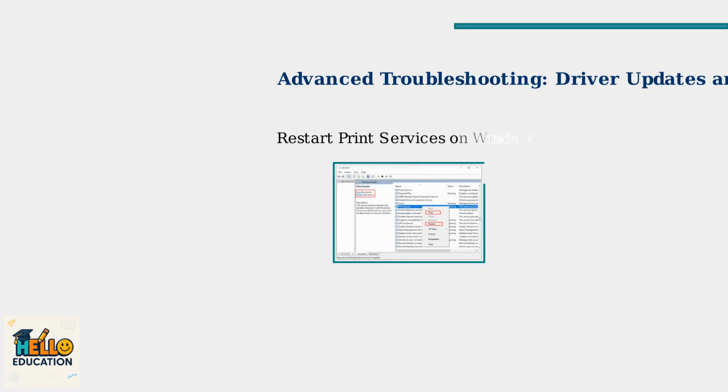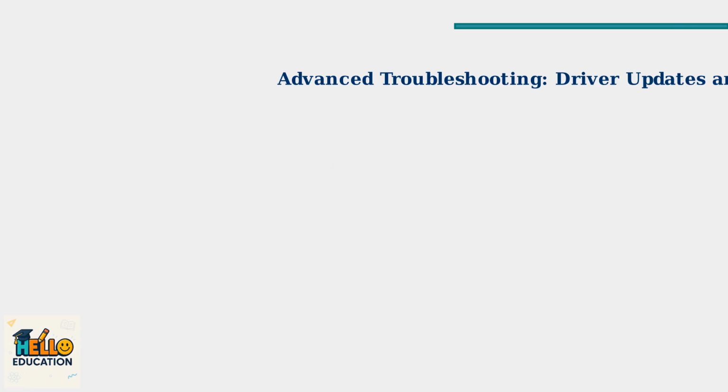Open services.msc by searching for it in the Start menu. Find Print Spooler and HP Status Service. Right-click each and select Restart to refresh the printing system.